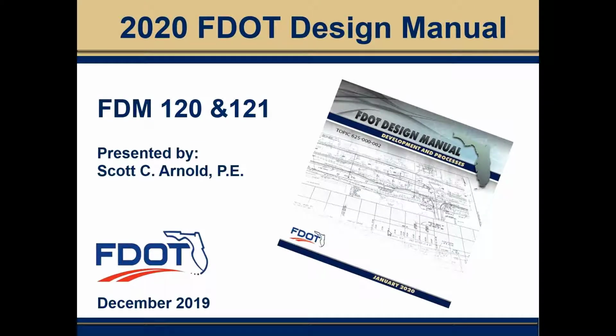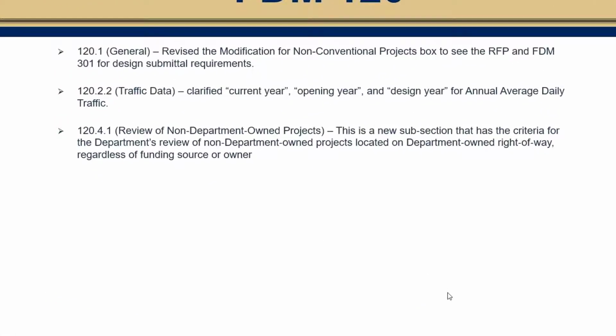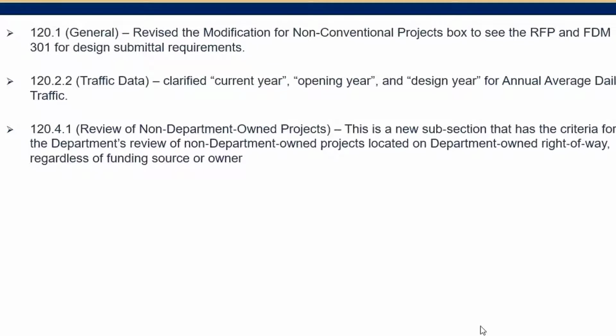Hi, this is Scott Arnold, and we're going to talk about the changes to chapters 120 and 121 of the FDOT Design Manual. Section 120.1, the modification for non-conventional projects box at the end of this section was revised to direct the reader to FDM 301 and the RFP for design submittal requirements.